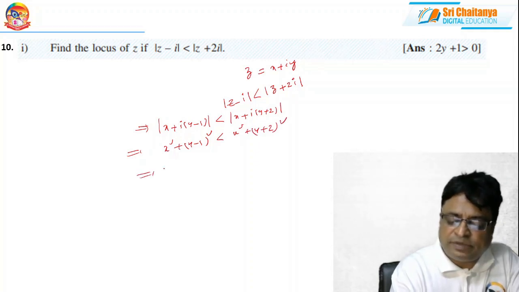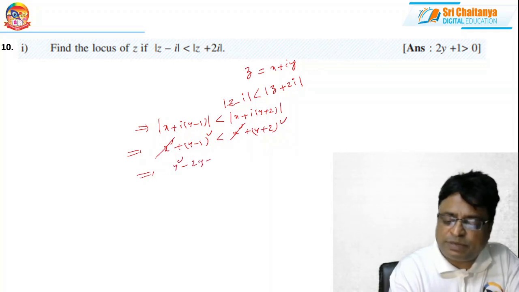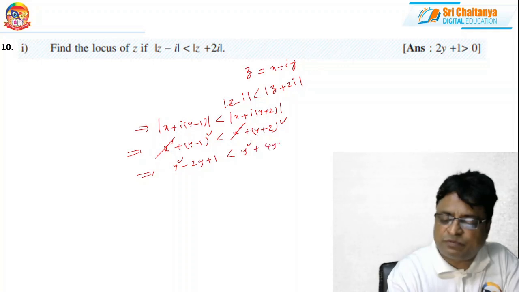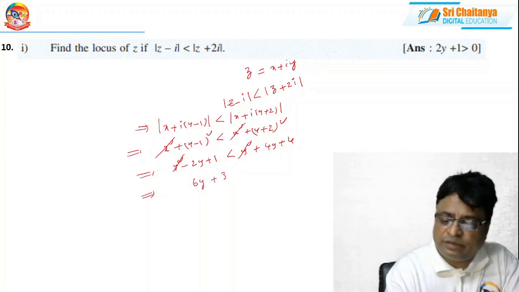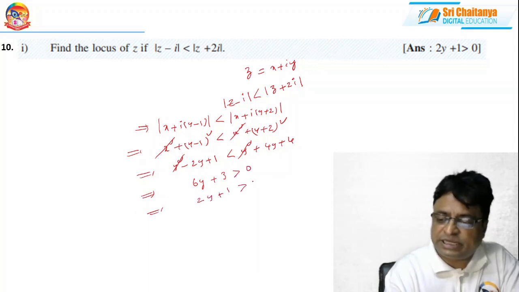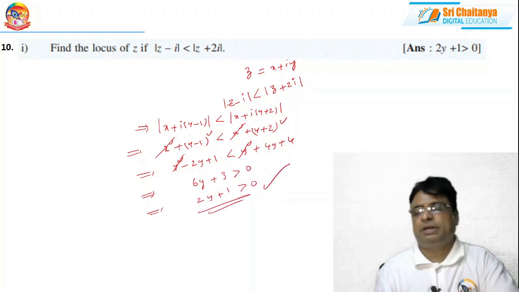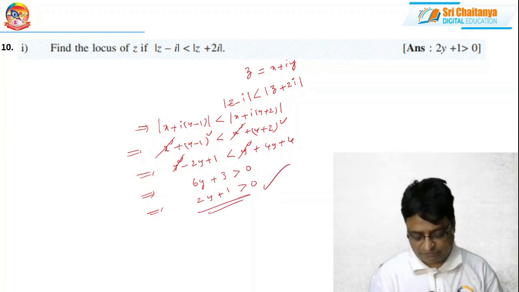Simply, x squared gets cancelled, y squared minus 2y plus 1 is less than y squared plus 4y plus 4, and y squared again gets cancelled. So this is nothing but 6y plus 3 is greater than 0. After cancellation of 3, this is 2y plus 1 is greater than 0. This is the locus. A simple, straightforward question.